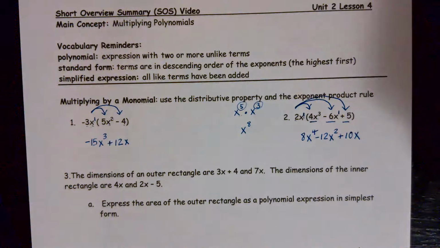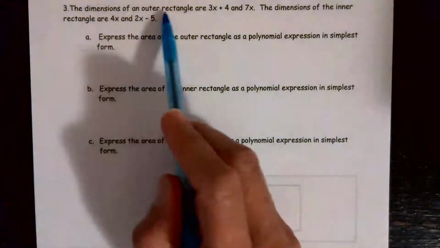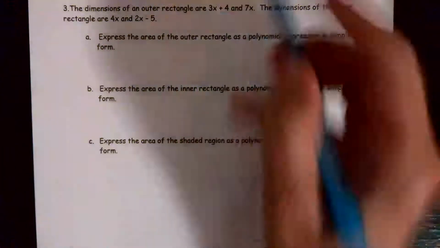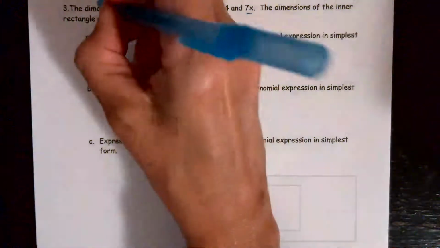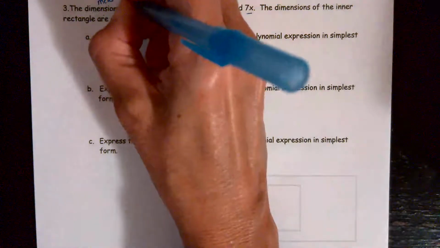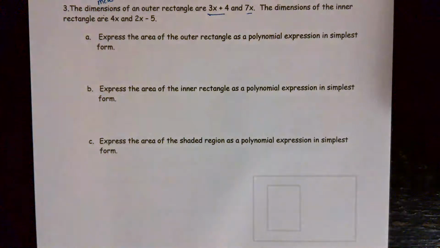Okay, we're going to now take a look at a word problem, and we're going to need to use our multiplication of polynomials in order to answer all the questions. The dimensions of an outer rectangle are 3x plus 4 and 7x. When I talk about dimensions, I mean the measurements. So if we're talking about a flat two-dimensional rectangle, I'm talking about the length and the width.